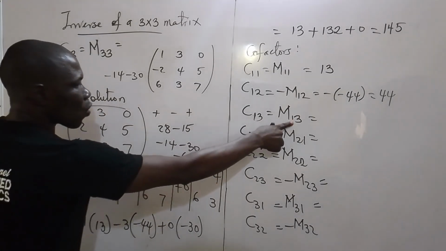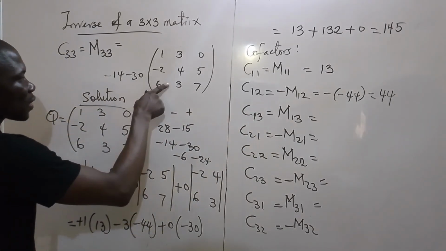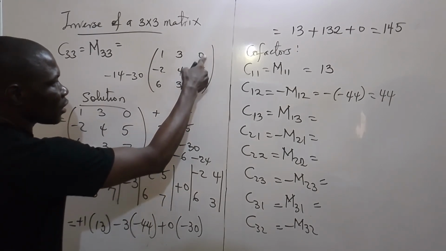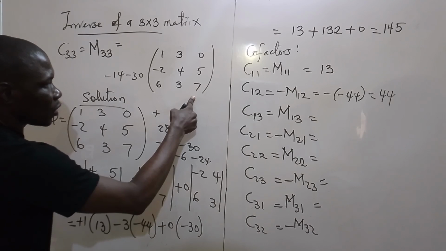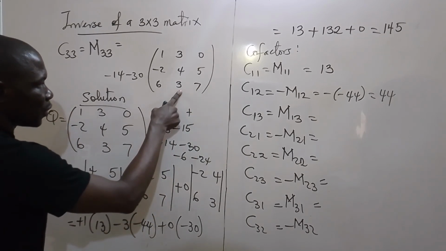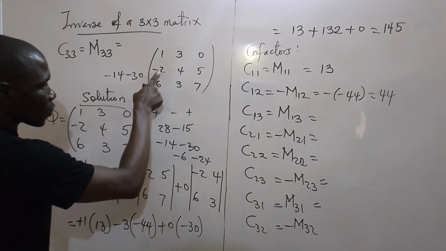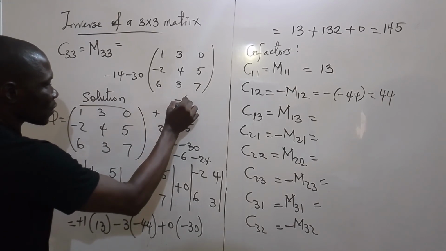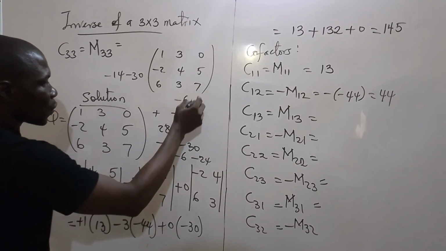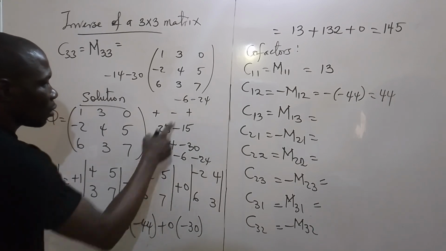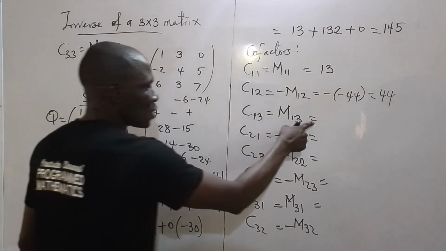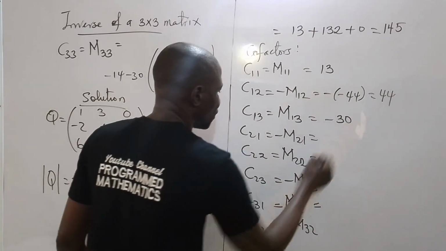Then M13 is saying first row, third column. First row deleted, third column deleted. So we are left with minus 2, 4, 6, 3. Determinant of that: minus 2 times 3 is minus 6, 6 times 4 is 24, so minus 6 minus 24 is minus 30. So this is minus 30.